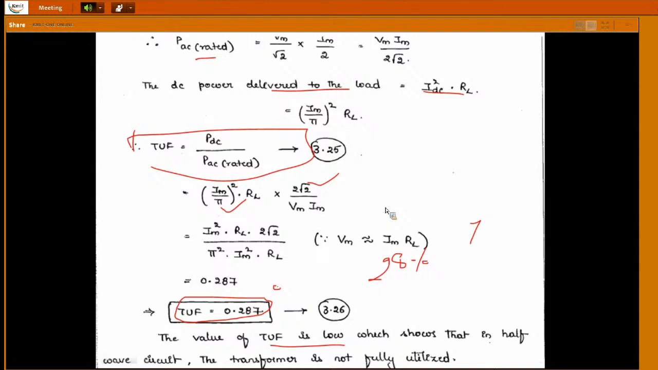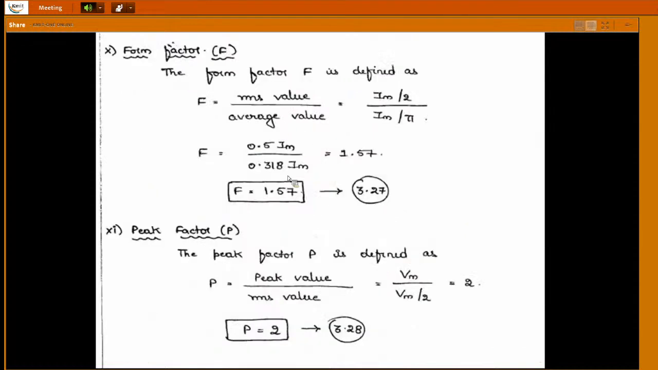Okay. Now the last factors are the form factor and the peak factor. I think only 3 minutes of time is there for us. Now, what is a form factor?